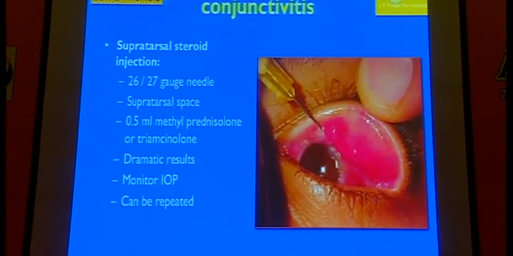I like to go with methylprednisolone in those patients where I'm not very sure that they're going to follow up, because methylprednisolone is short acting. It may last about 20 days or so, and the pressure rise is not as high. Whereas if I have patients who are very reliable and I know they'll come for follow-up, and I can measure the intraocular pressure, I would use triamcinolone, which is a longer acting steroid. You give the steroid injection, and there are dramatic results. By the next morning itself, the child is usually comfortable. Of course, monitor the IOP, and you can repeat it maybe 6 months later, the next time allergy season comes up and the child comes back with this kind of problem. It is reasonably safe as long as you follow the guidelines.